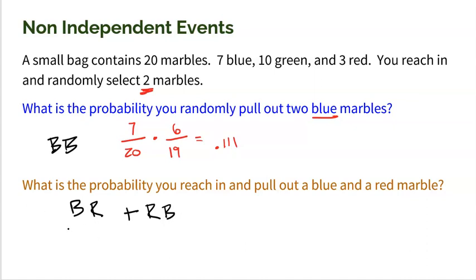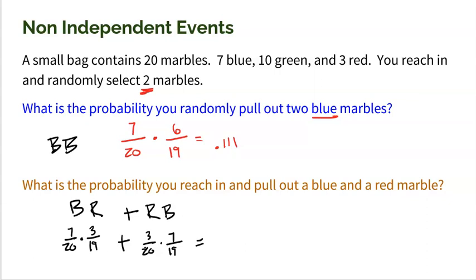Getting a blue on the first marble would be 7 out of 20, 7 blue out of 20 total. 19 left though, because remember I kept that first marble. And of the 19 that are left, 3 are red. So I can multiply to get that probability. Now the next one: red first, 3 out of the 20 are going to make me happy because they're red. Now there's only 19 left, and I need that second one to be blue, and 7 are blue. What you notice here is that both of these mathematically are the same. They both have a 7 times 3 in the numerator and a 20 times 19 in the denominator. So these 2 probabilities are the same.